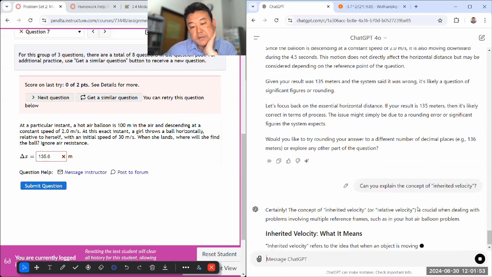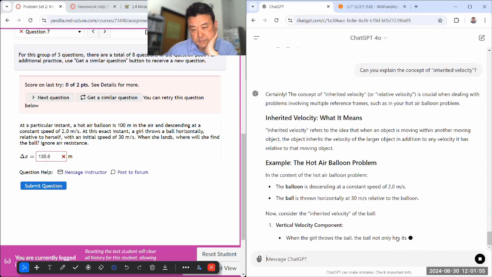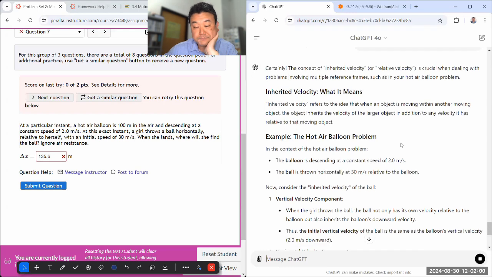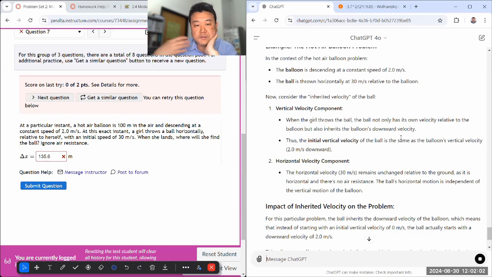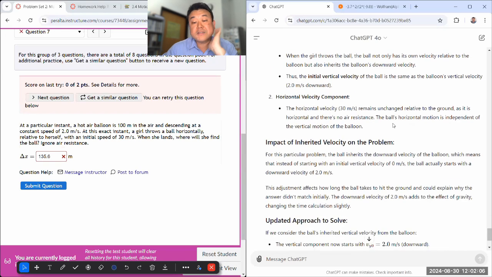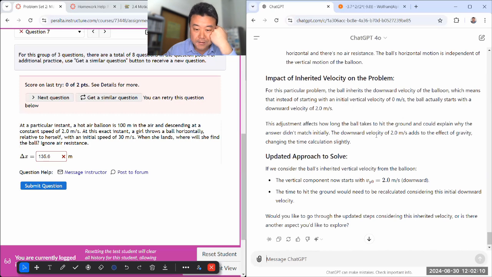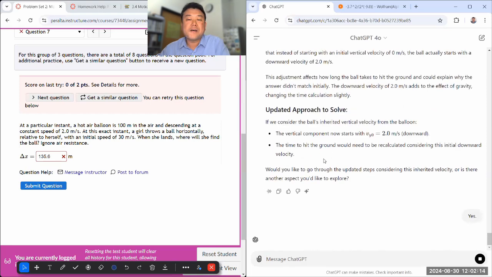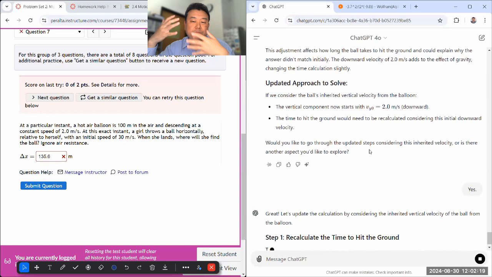And it'll probably explain inherited velocity. And the reason it didn't take inherited velocity into account initially is that it's an advanced text prediction model. It doesn't actually reason things through. Yes, it knows about inherited velocity, but it doesn't take it into account. Maybe if I say yes, will it do that? Because it's not actually reasoning things through. It's trying to fit patterns.